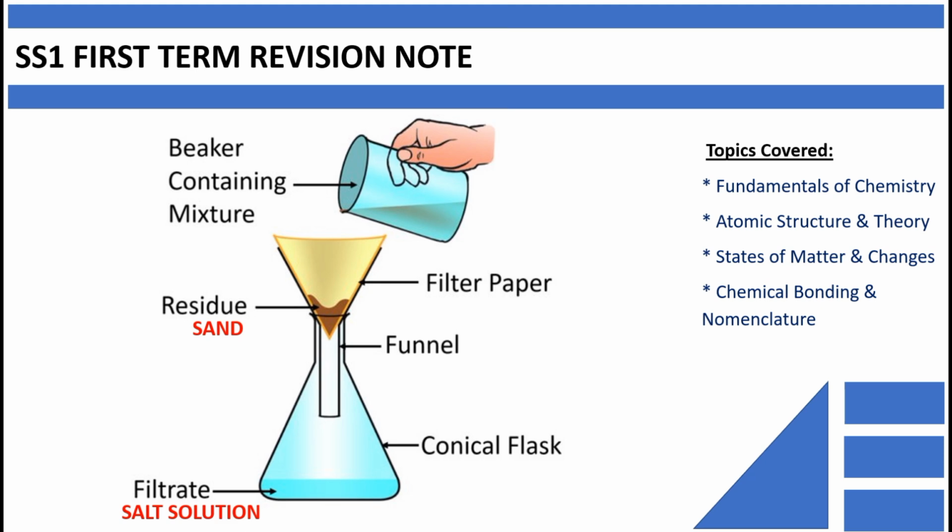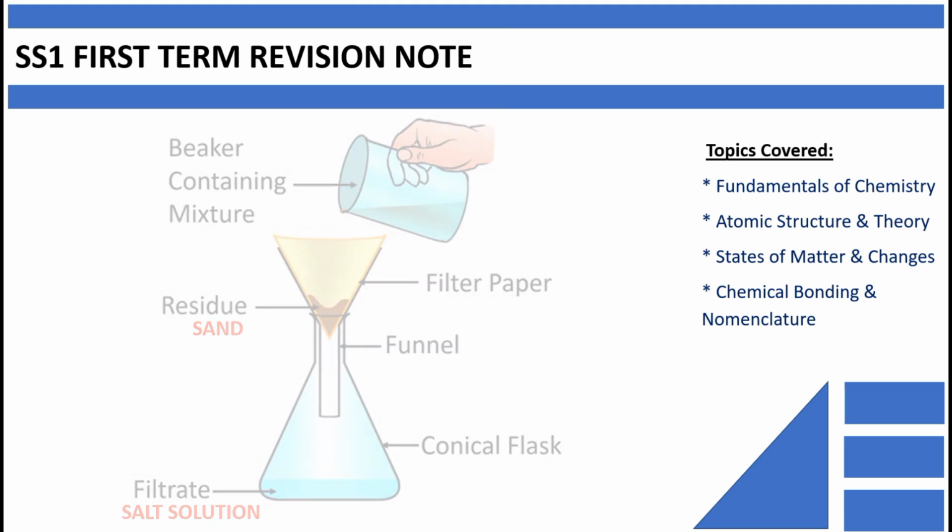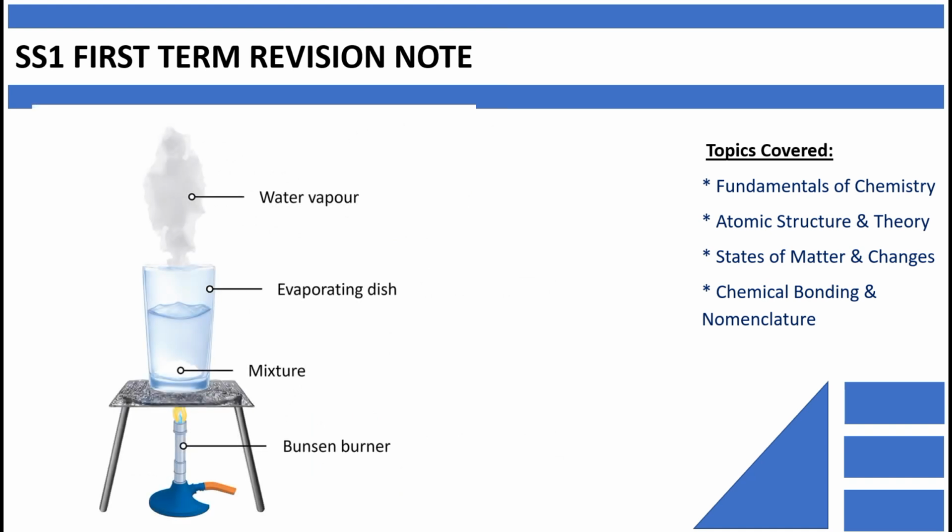Our sand is gotten, but our salt solution, we need to recover it using a process we call evaporation to dryness, which you can see on the screen. In this evaporation to dryness, what happens is that we are going to heat up this solution. When we heat it up, the liquid portion of this mixture is removed from the mixture. So what will be left is the salt.